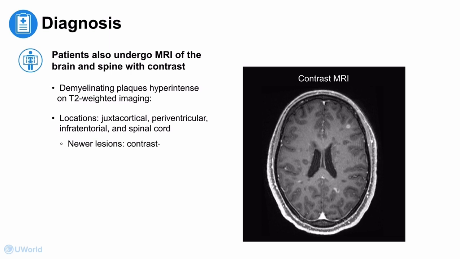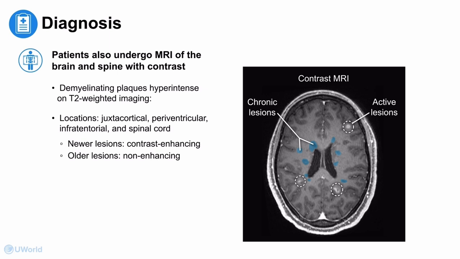Newer, more active lesions are contrast-enhancing due to the leaky blood-brain barrier, while older lesions without significant inflammation are non-enhancing. Therefore, MRI can provide additional evidence for meeting the space and time criteria for diagnosing multiple sclerosis.